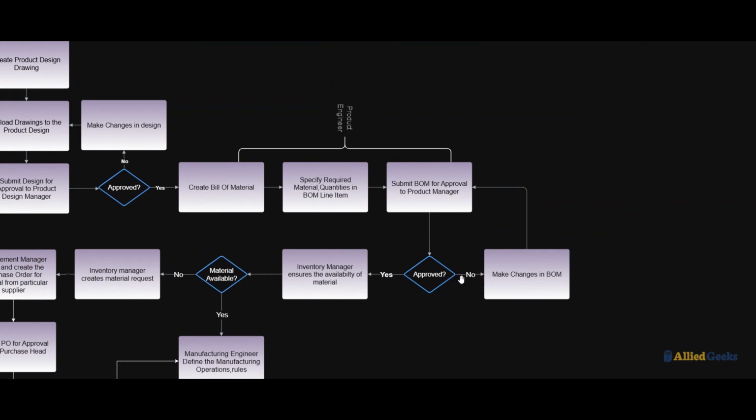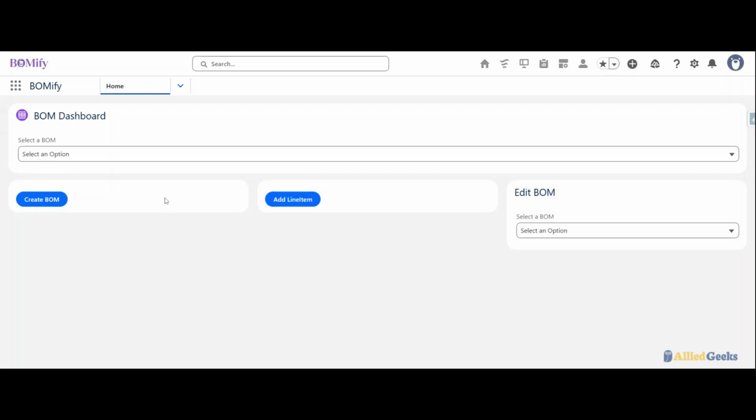If approved, it moves to the inventory manager, who ensures all required materials are available or initiates purchase orders if needed. Let's now jump into Salesforce and see how this works in practice. I'm currently logged in as a product engineer. After the product design is approved, I click on Create BOM.